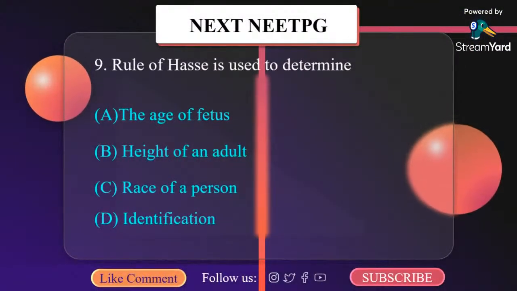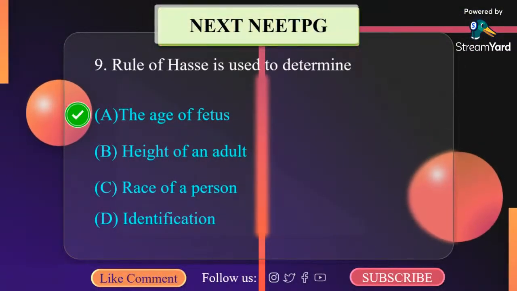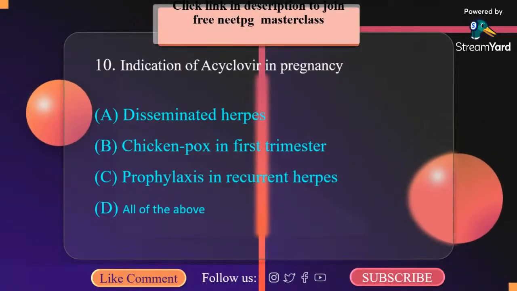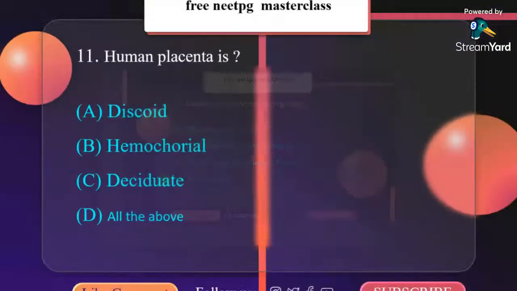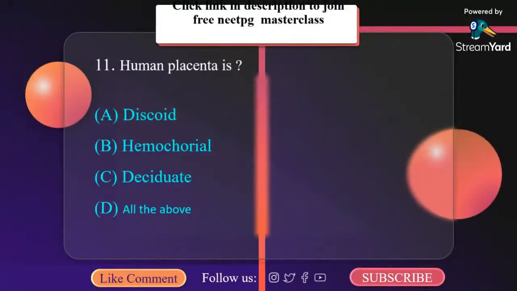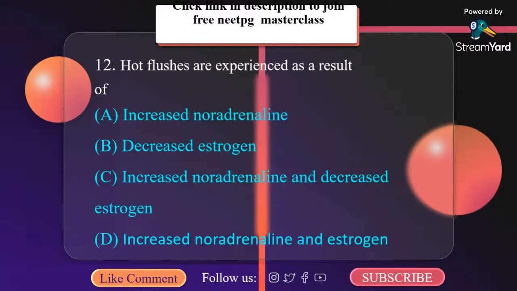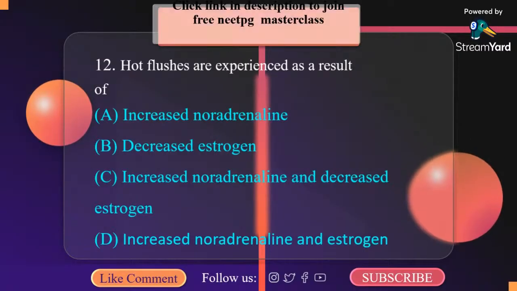Rule of Hasse, age of fetus. Indication of acyclovir in pregnancy is all of the above. Human placenta is all of the above. Hot flushes are experienced as a result of increased noradrenaline and decreased estrogen.